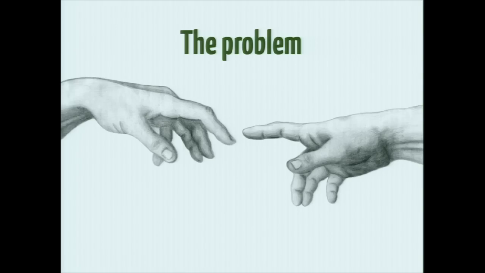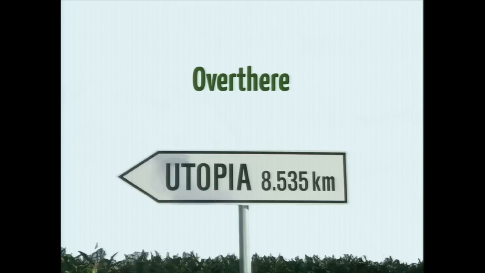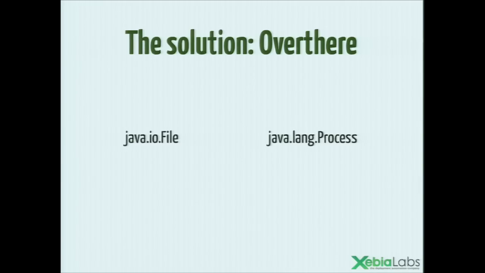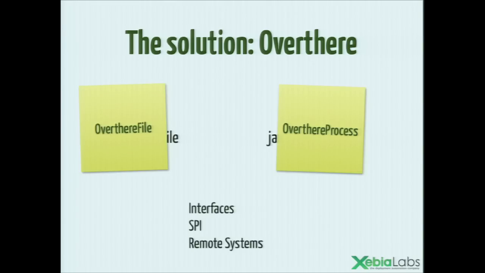So we started this project, we called it Overthere. It's a utopia in our view. We started about 4 years ago. Back then, NIO.2 wasn't out there, so we actually started building a solution based on java.nio.file and java.lang.Process. The problem with those two is that they're actual classes, so they're impossible to extend. So we basically defined our own interfaces and called them Overthere file and Overthere process, which are kind of similar to java.nio.file and java.lang.Process, but they're interfaces.